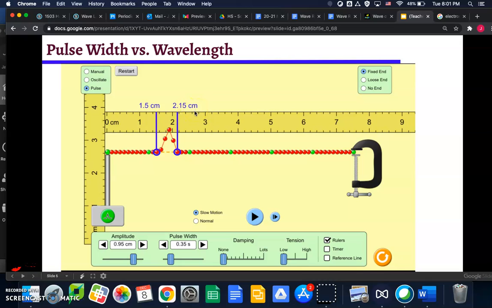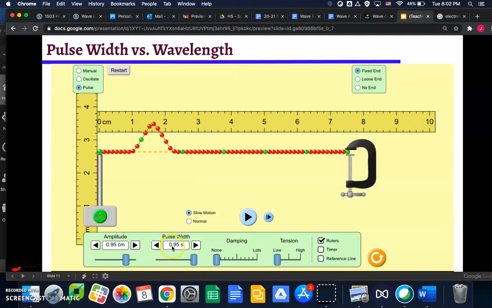And then we calculate what the distance from one point to the other is by subtracting. So if we just take 2.15 minus 1.5, we get 0.65 centimeters. So that's how long this is, 0.65. So that's the wavelength. The wavelength is 0.65 centimeters. And remember that the pulse width, that's just how long it took to make the pulse, to make the wave, that took 0.35 seconds.